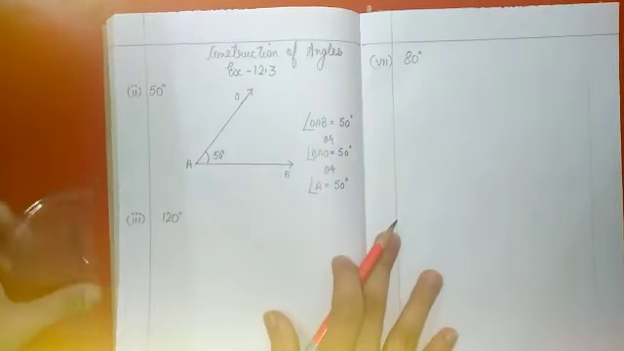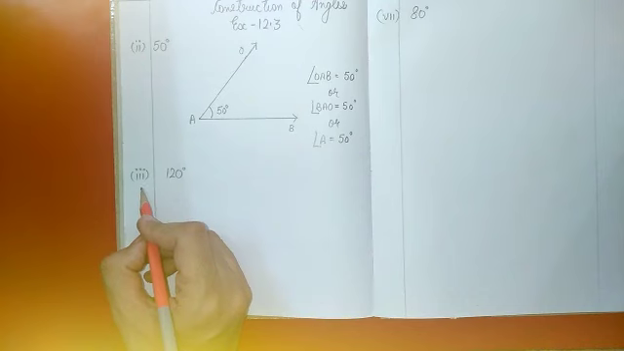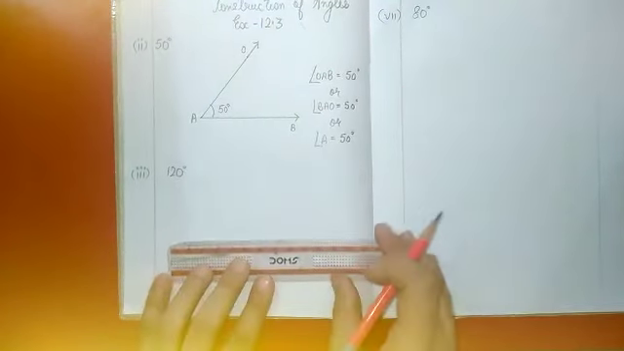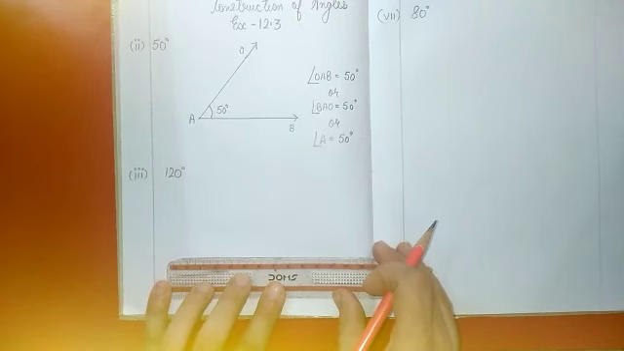Let's take one more example. I've taken the third part of the same exercise. This is 120 degrees. Step number 1: let's draw a ray.